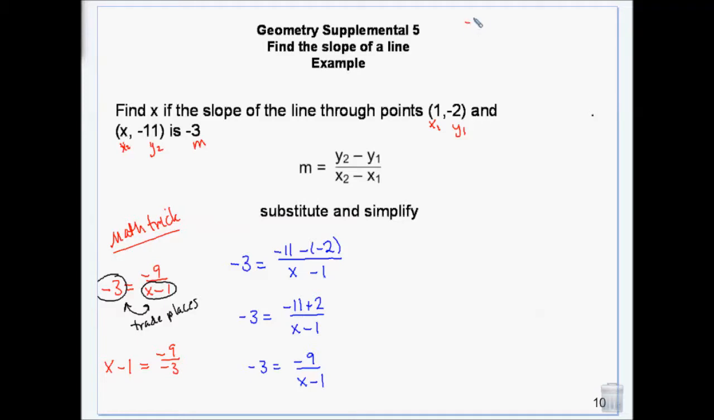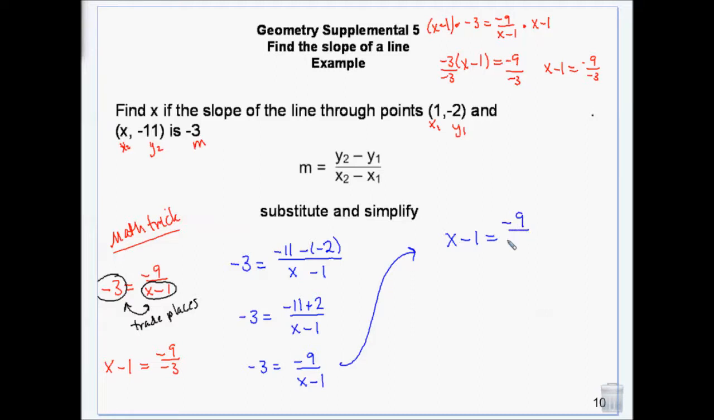So let me just show you that up here. I'd have to multiply both sides by x minus 1. And so I'd get negative 3 times x minus 1 is equal to negative 9. And then to clear this negative 3, I would divide both sides by that. So I'd get x minus 1 equals negative 9 over negative 3. Well, I can skip all that and just use my trick and change their places. So from here, I can go directly to x minus 1 is equal to negative 9 over negative 3. So that's a nice little shortcut.